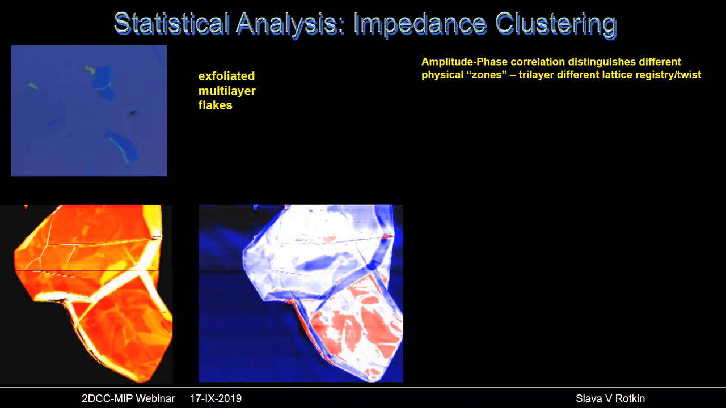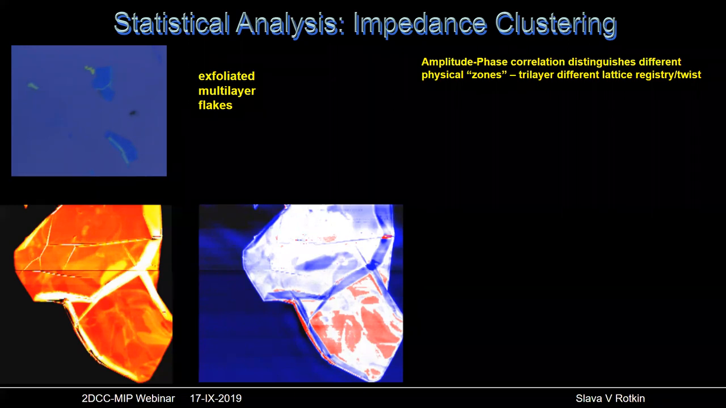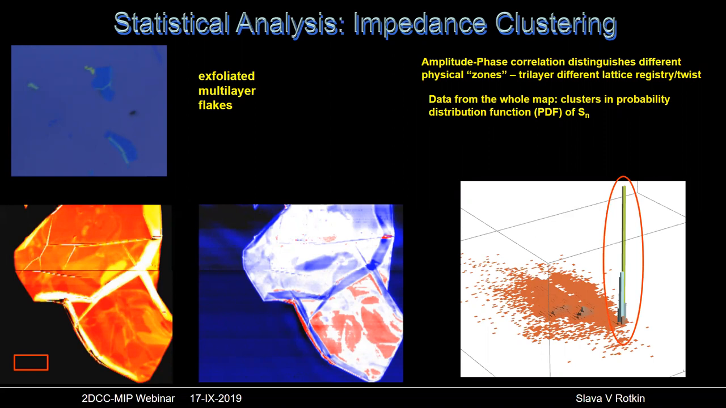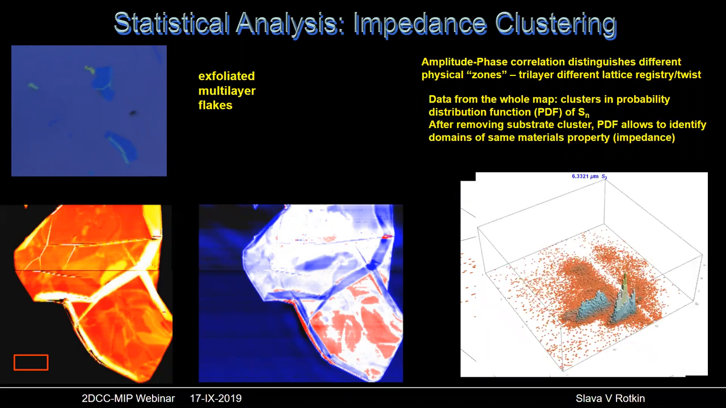And immediately the question appears: how to analyze this data and how to distinguish different physical zones. For example, here we were interested in whether we can determine ABC over ABA stacking of the trilayer graphene, or other lattice registry regarding the twist. If you take the amplitude and phase and plot it as a Nyquist plot, as a complex number in the plane, and do statistics, you can see that for that particular sample the data clusters around certain values. The biggest cluster appears to be the substrate. After removing this substrate, you can still see two clusters.